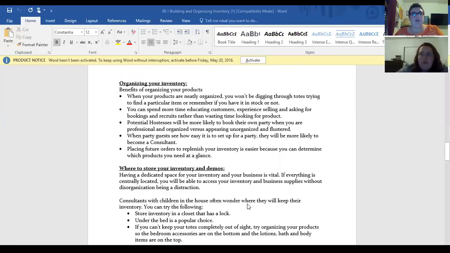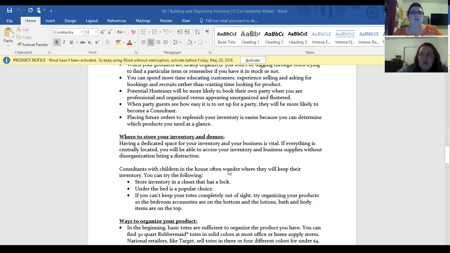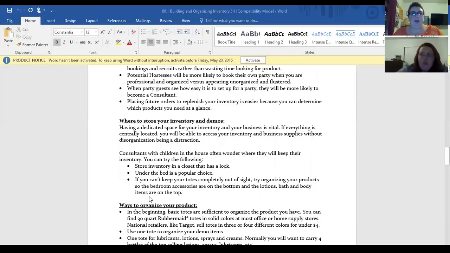Where do you store your inventory? Just have a dedicated space for it. Like, it's in a closet or it's under the bed. I store mine just in this room here because it's just me and my husband that live here. Megan puts hers under this bed. She has shelves in her office. Just keep it where you can find it easily.